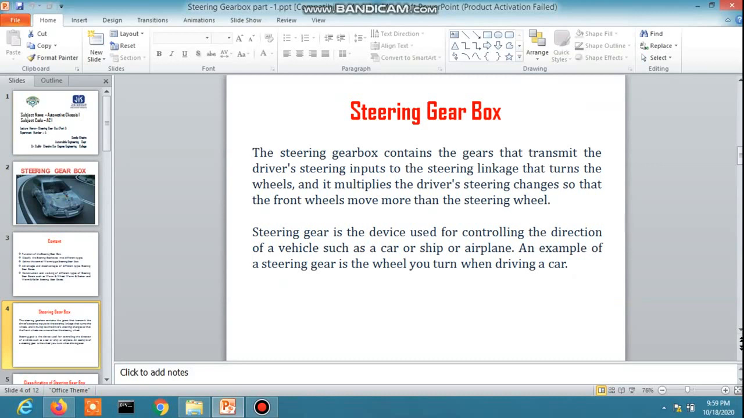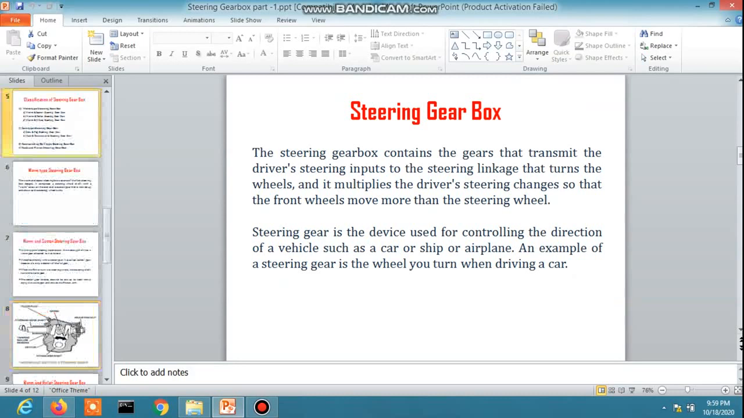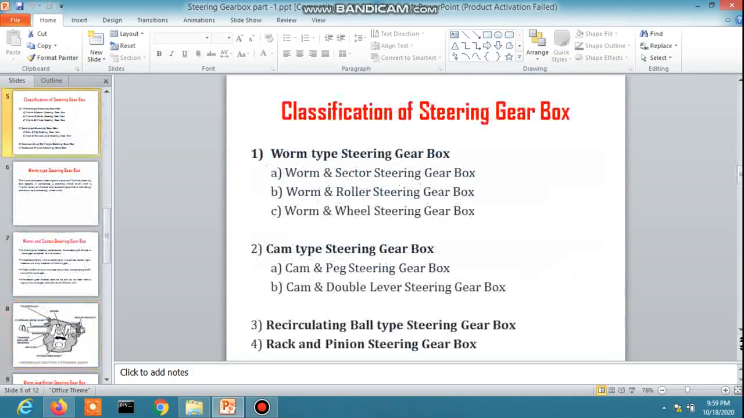Now, the classification of steering gearbox. There are many types and makes of steering gear in use in automobiles. However, only a few important ones out of them are enumerated and discussed. The working of other types is also similar.